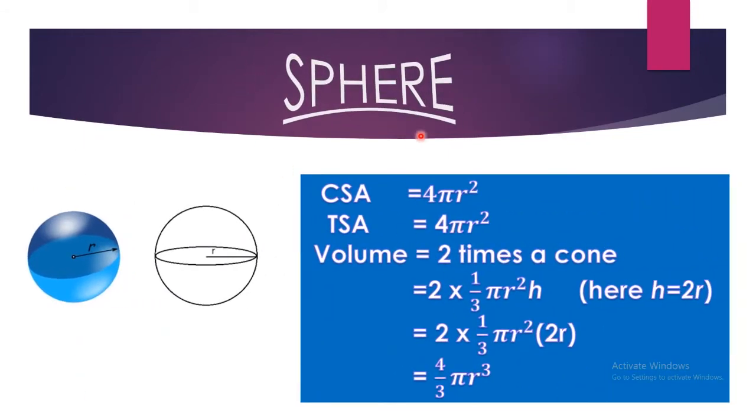Next is sphere. Sphere, as we know, has only one surface. So its curved surface area and total surface area will be the same, which is 4 pi r square. And volume we can take as 2 times a cone. So 2 into 1/3 pi r square h, where 1/3 pi r square h is the volume of a cone. But here there is no height for a sphere, or the height we can consider as its diameter, because height is the distance from top to bottom passing through the center. So that will be its diameter, which is 2 times radius. So h is 2r. So 2 into 1/3 pi r square into 2r; 2 into 2 becomes 4. 4/3 pi r cube, since r square into r becomes r cube. So the volume of a sphere is 4/3 pi r cube.